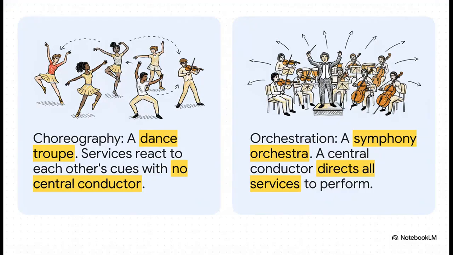The analogies here are just perfect for understanding this. Choreography is like a professional dance troupe. Each dancer knows their part and reacts to the movements of the others. There's no single person shouting directions. Orchestration, on the other hand, is a symphony orchestra. Every single musician has their eyes glued to one central conductor who tells everyone exactly what to do and when.